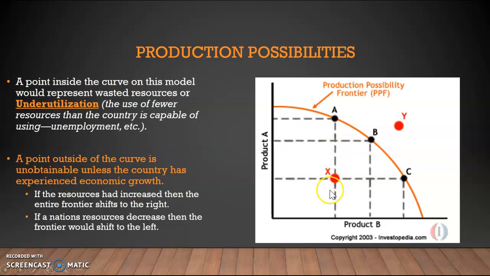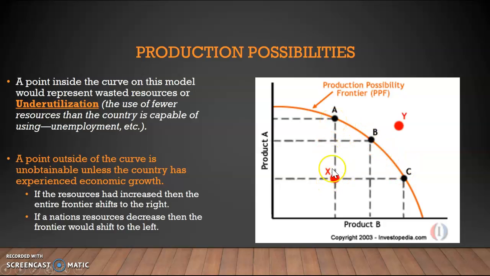So inside the curve, again, is underutilization. This happens with unemployment and economic downturn, things like that. Points outside the curve really don't happen, and I'll speak to that more in a second. But points outside the curve represent economic growth. This will not happen unless there's economic growth. And what you see then, if there's economic growth, is this entire curve will shift to the right to meet that new point. And economies or societies will start playing around with new combinations of how to use resources.